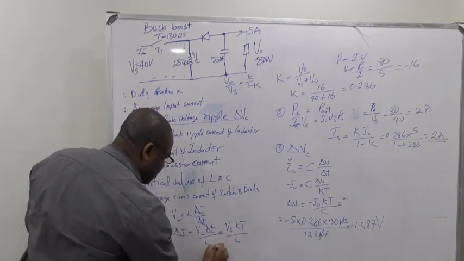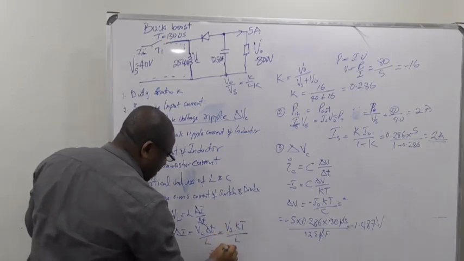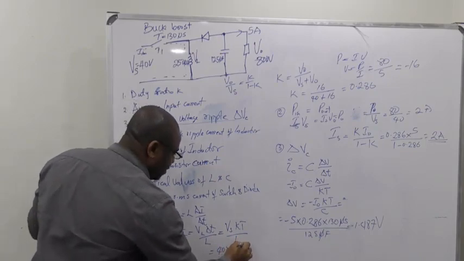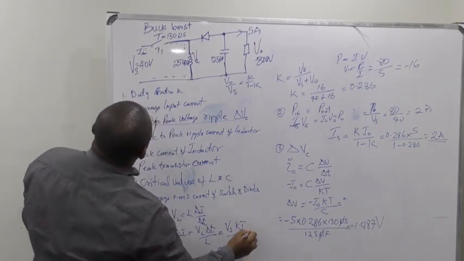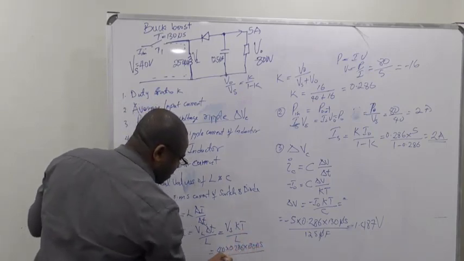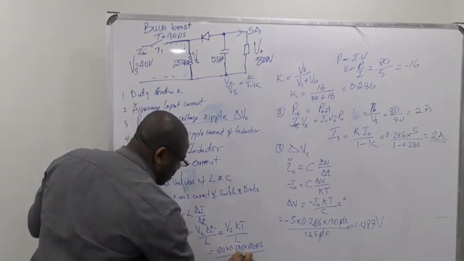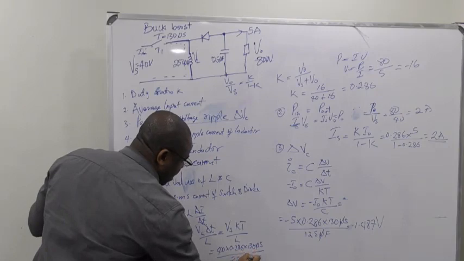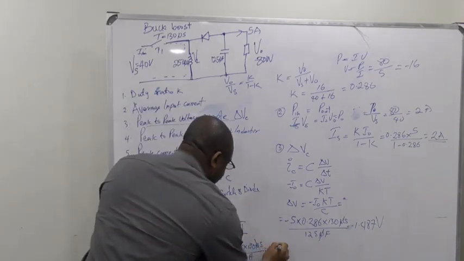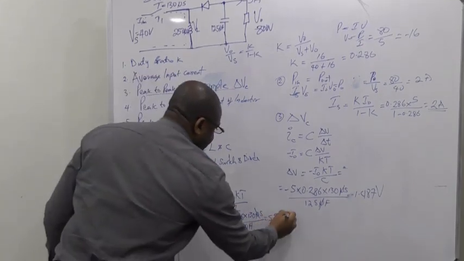You substitute the values. So what is VS? I have 40 multiplied by 0.286 multiplied by T, 130 microseconds, divided by L, 250 microhenry. The micros cancel out, and we get 5.95 amps.